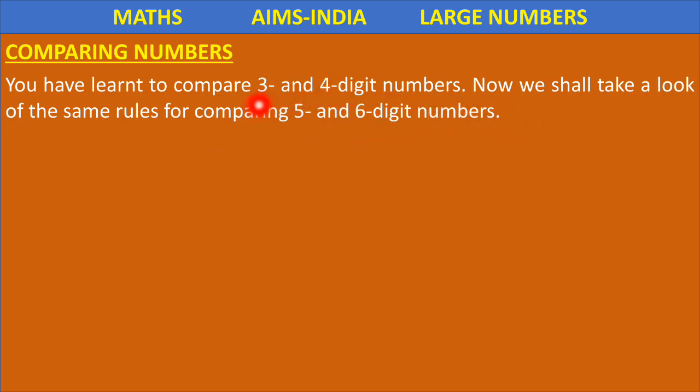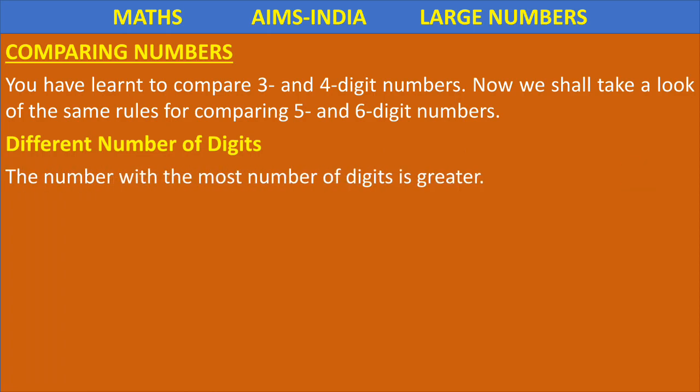In your third class, you might have learned how to compare 3-digit and 4-digit numbers, right? We will use the same rules, but the difference here is we will compare 5 and 6-digit numbers using the same rules. Okay children? First one is different number of digits. How do we compare numbers when we have different number of digits? The number with the most digits is greater.